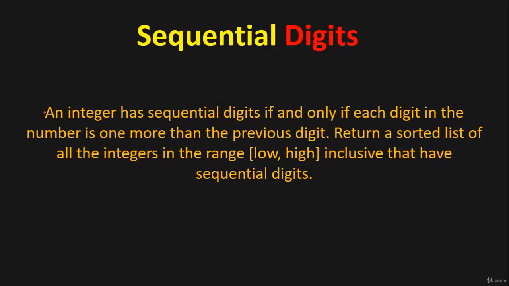Here's the problem statement. An integer has sequential digits if and only if each digit in the number is one more than the previous digit. Return a sorted list of all the integers in the range low and high, inclusive, that have sequential digits. This is the problem statement.